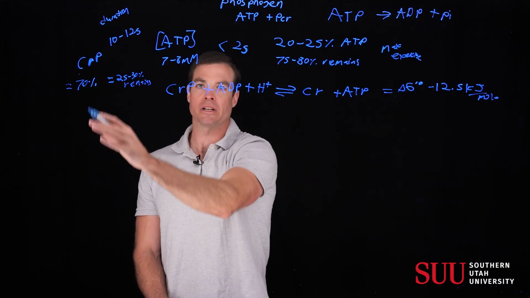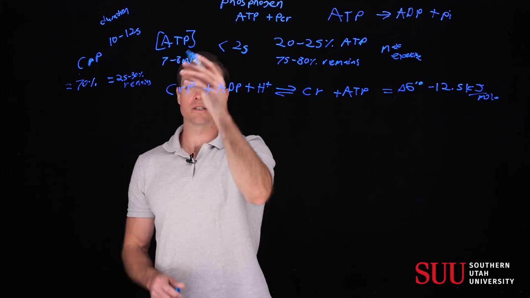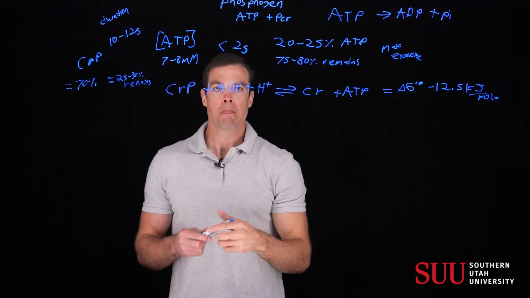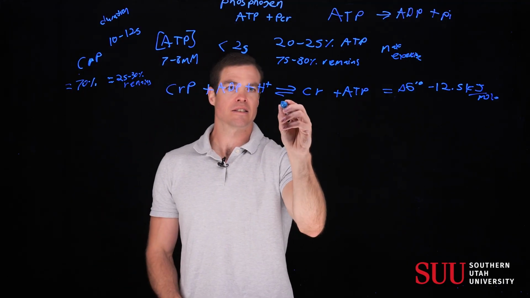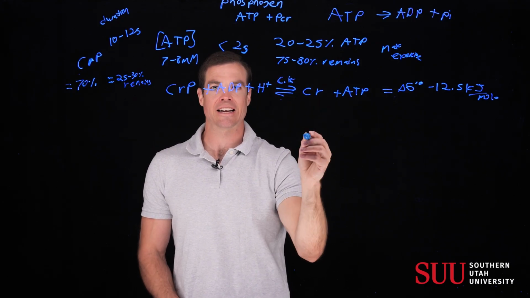Creatine phosphate, you can deplete a lot of that because it's not as critical, of course, as maintaining the high ATP levels. So the enzyme that does this, we'll just put here CK, all right? This is a creatine kinase.